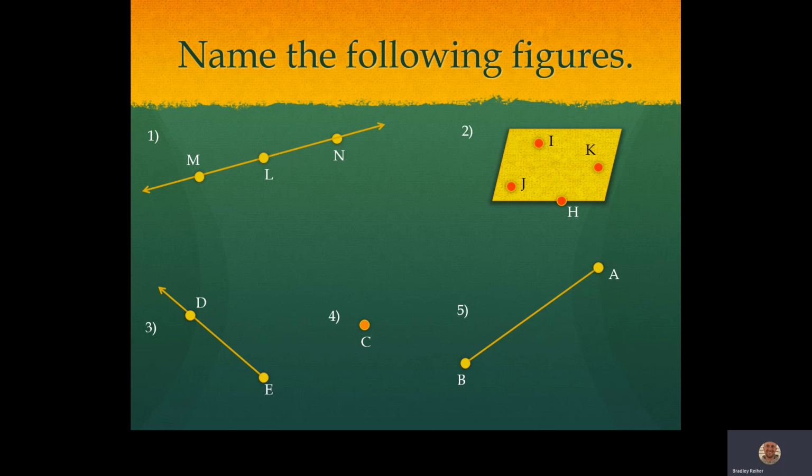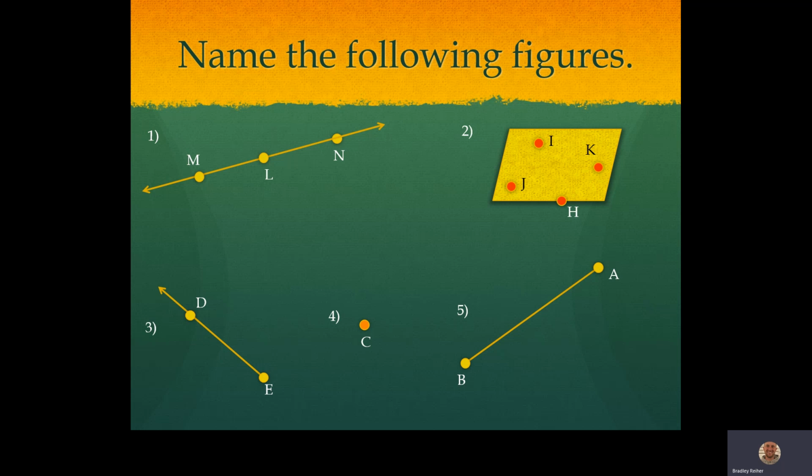Look at number 2. What are we looking at? Is it a point, a line, a plane, a segment, or a ray? That's a plane. It's a flat surface. It's going to go on forever. It's got no thickness. That's what it's going to look like in your text or in your homework or your quizzes. How do you name a plane?